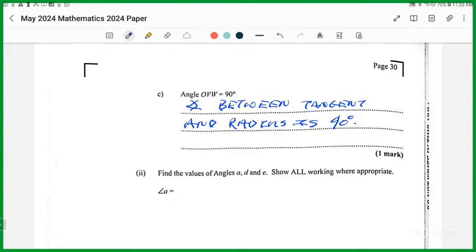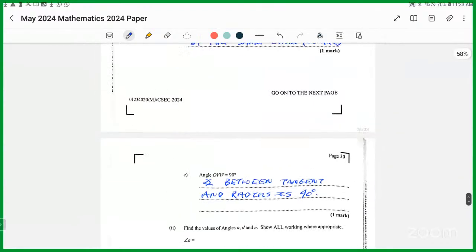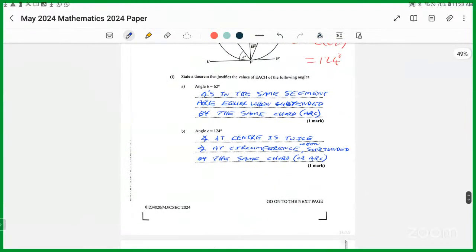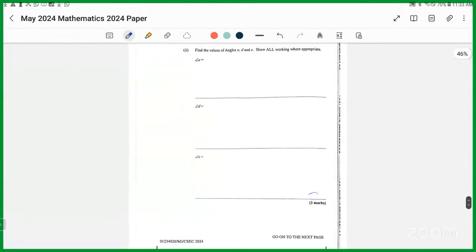Next part now says you must find the angles A, D, and E. Show all working where appropriate. So this is not asking for the reasons, right? Maybe the working out is going to be the reason. But they say find angle A, D, and E. So let's look at the diagram now. We have already done 3 questions where we have to give reasons, and they help us by telling us what the answer was. I know they want us to just get those 3 angles. I guess it's 1 mark each. And they say show working where appropriate.